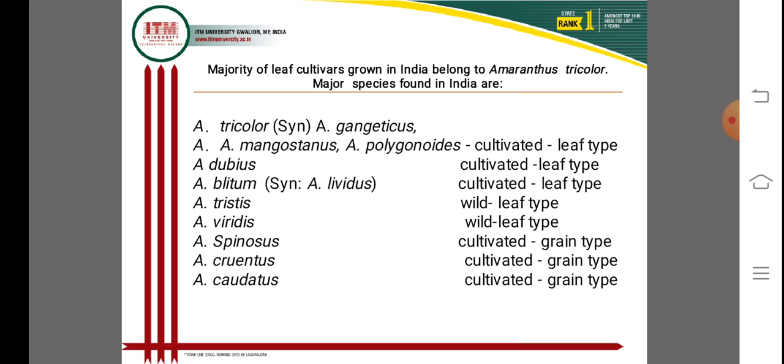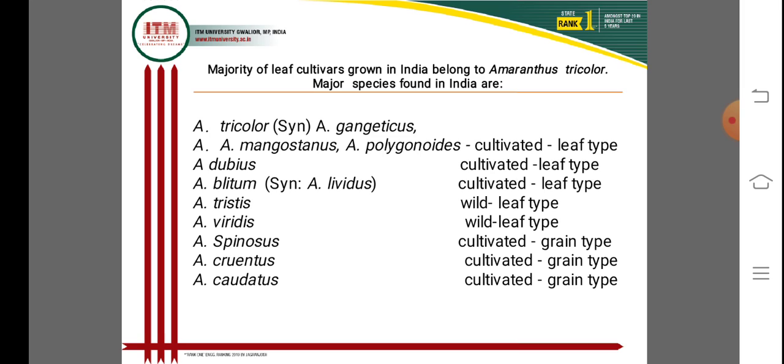Amaranthus lividus is a cultivated leaf type. Amaranthus tristis and Amaranthus viridis are wild species, used only for breeding programs and breeding purposes. Amaranthus spinosus is a cultivated type, and Amaranthus hypochondriacus is also a grain type. Amaranthus cruentus is also cultivated, and Amaranthus cordatus is also a cultivated Amaranthus species used as a grain type.